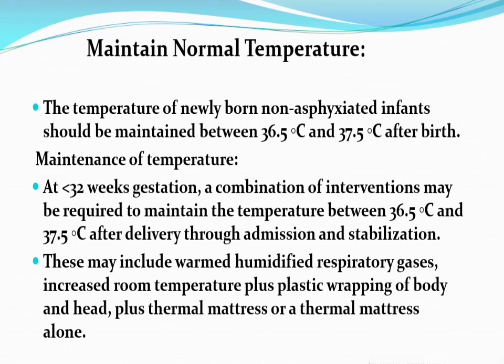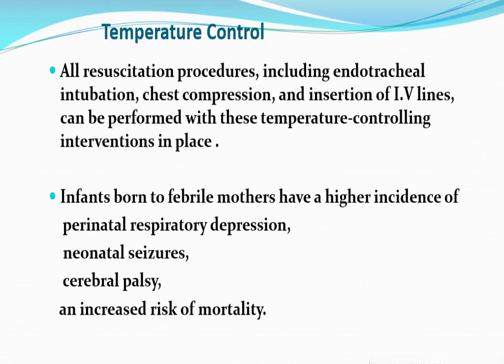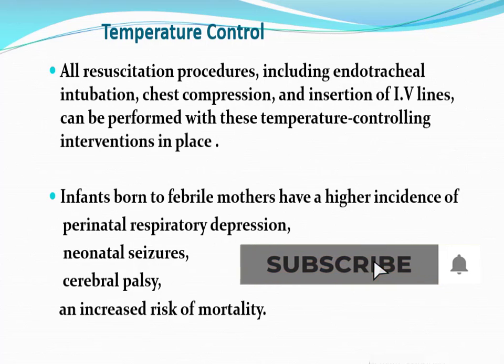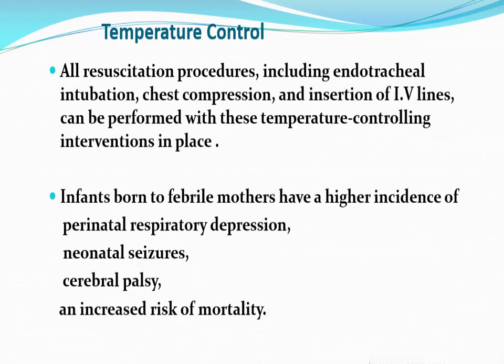For those less than 30 weeks gestation, a combination of interventions may be required to maintain the temperature between 36.5 and 37.5 after delivery through admission and stabilization. These may include warmed, humidified respiratory gases, increased temperature of the room, plus plastic wrapping of the head, plus a thermal mattress, or a thermal mattress alone. So all resuscitation measures, including endotracheal intubation, chest compression, and insertion of IV lines, can be performed with these temperature controlling interventions in place. Infants born to a febrile mother have a higher incidence of perinatal respiratory depression, neonatal seizure, cerebral palsy, and an increased risk of mortality.